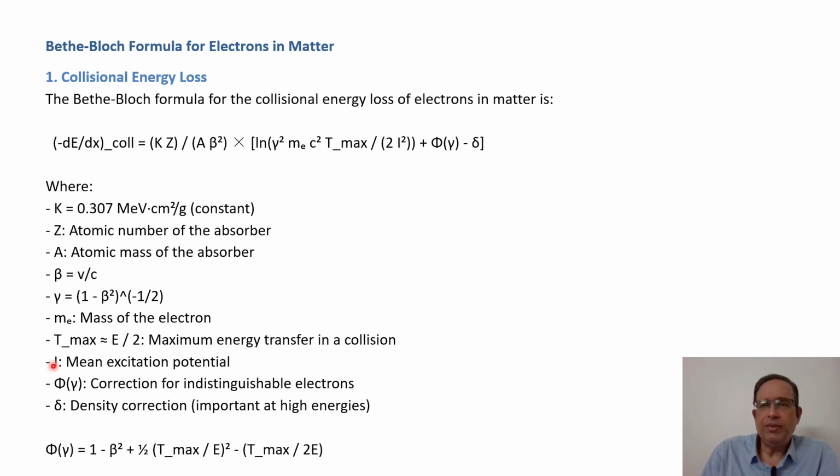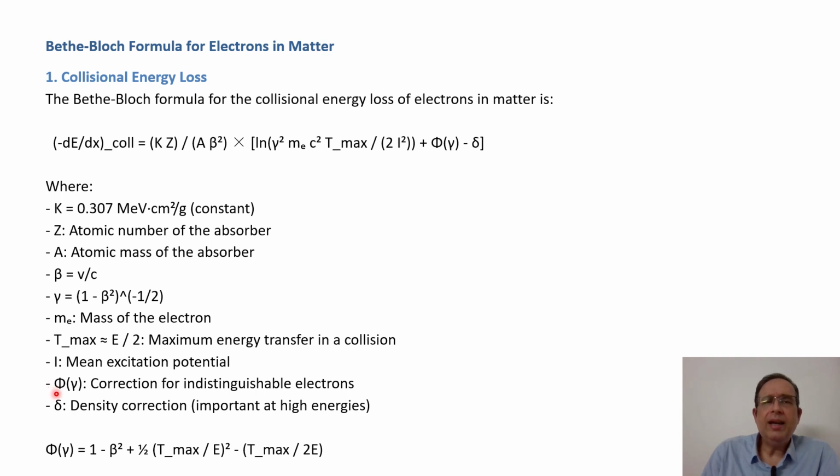So the mean of that is, there are different excitation potentials because there are different energy levels and different types of atoms present inside the material with different energy levels. So the mean of all those excitation levels would be given by I.